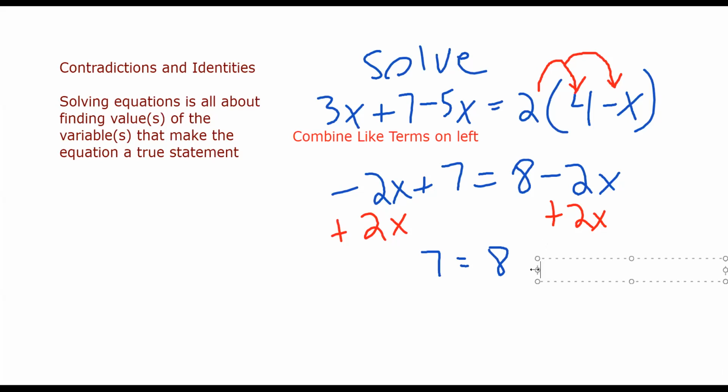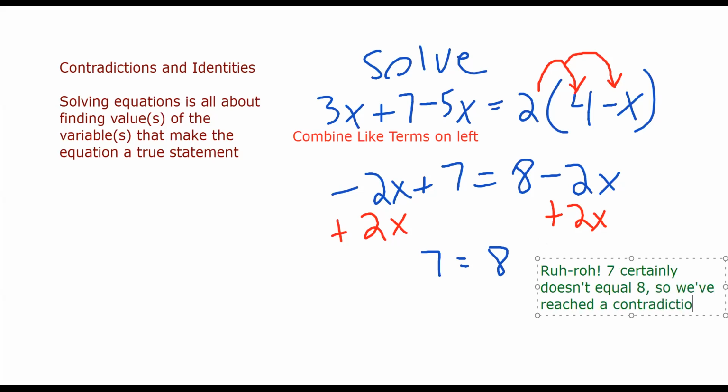So I'm going to write the very formal scientific term, uh-oh. 7 certainly doesn't equal 8. So we've reached a contradiction. We've reached a statement that is clearly false. And notice, through no fault of our own, x went away. That's just the nature of the equation. It didn't look like it was going to do that from the get-go. But once we really dived into the problem, x disappeared.